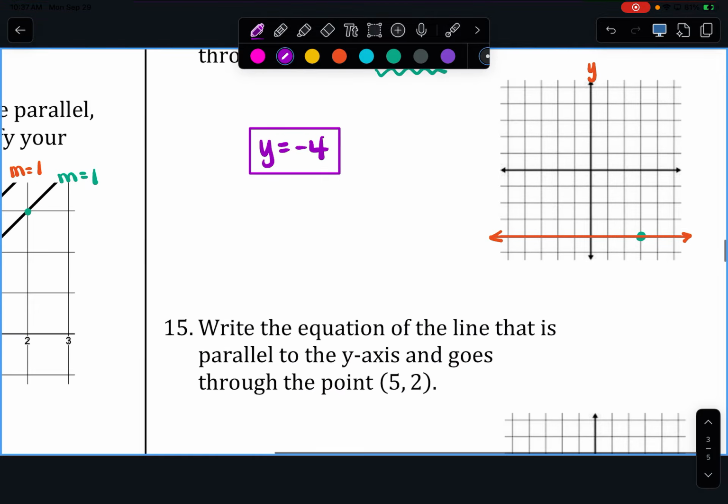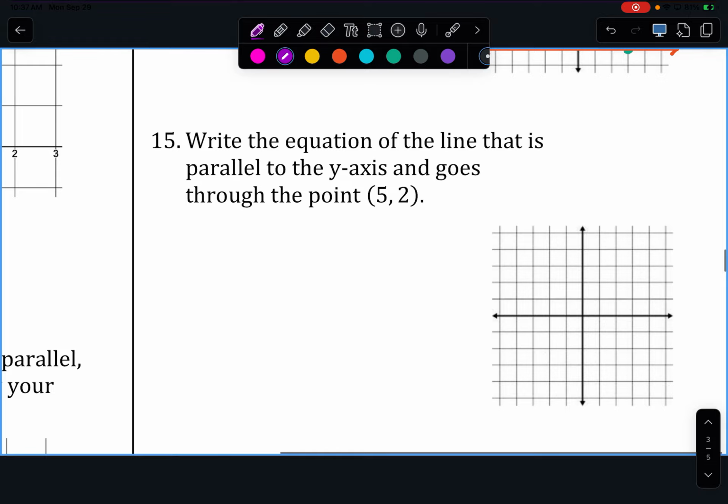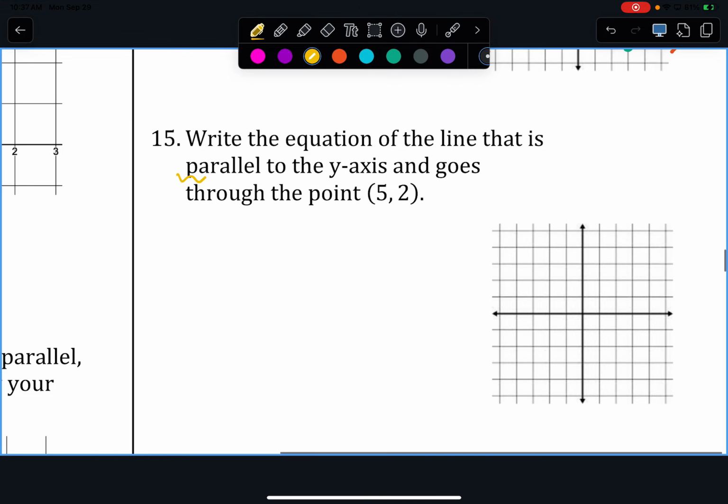Okay. All right. And yet another one. Here we go. Write the equation of the line parallel to the y-axis. Again, we'll get to that in a second, but it passes through the point (5, 2). I'm going to plot that first. Over 5, up 2. There's the point (5, 2).